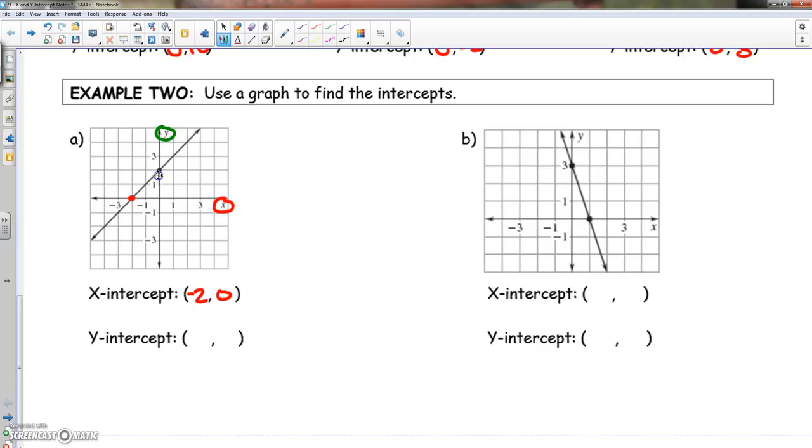So now for my y-intercept, I'm going to go vertically. And I go until I get a point. And my point's right here. So I don't go left or right any. So my y-intercept is (0, 2), and I went up 2.